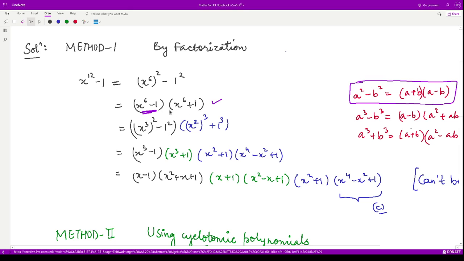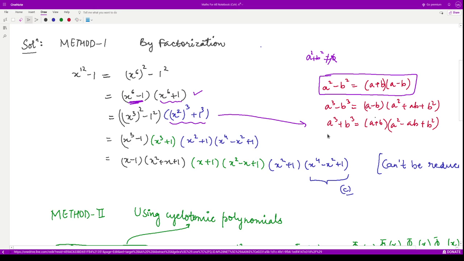And if you write the same for this factor, it won't work because we do not have any formula for a square plus b square. There is no such formula. So here what we have to do, we have to write it in the form of cube. So we can write this as x square raised to power 3 plus 1 cube. So here we can apply this formula, a cube plus b cube, which is equal to a plus b into a square minus ab plus b square.